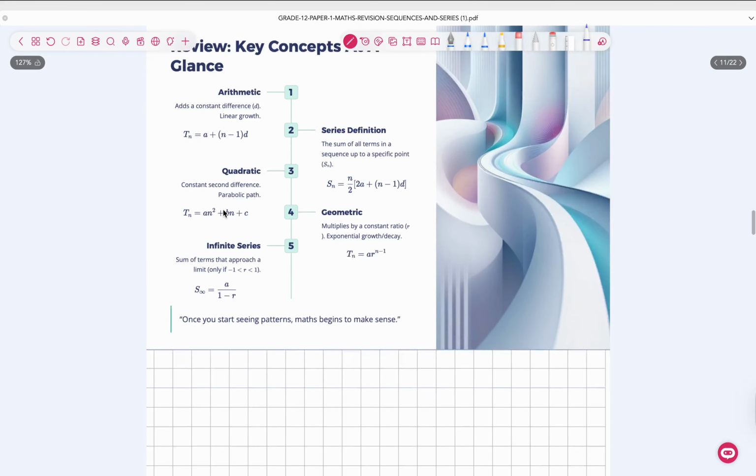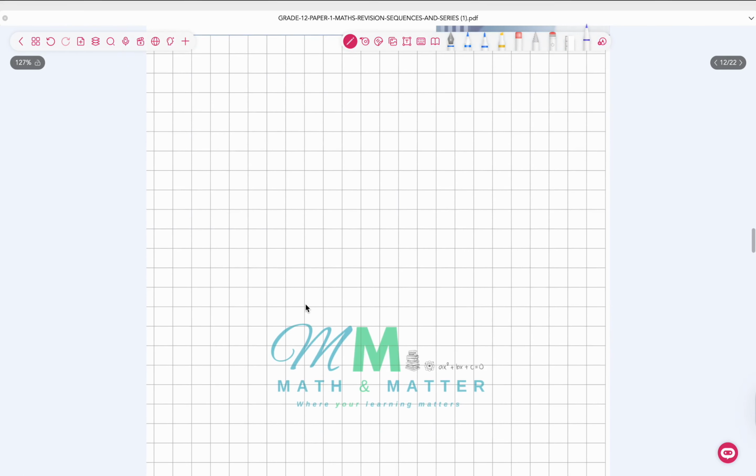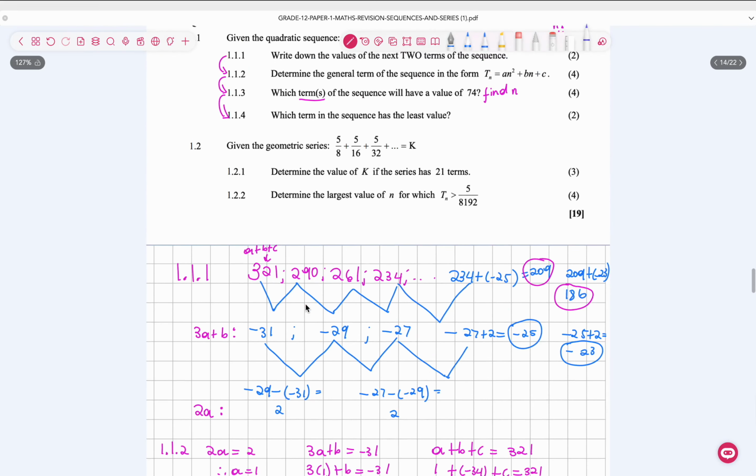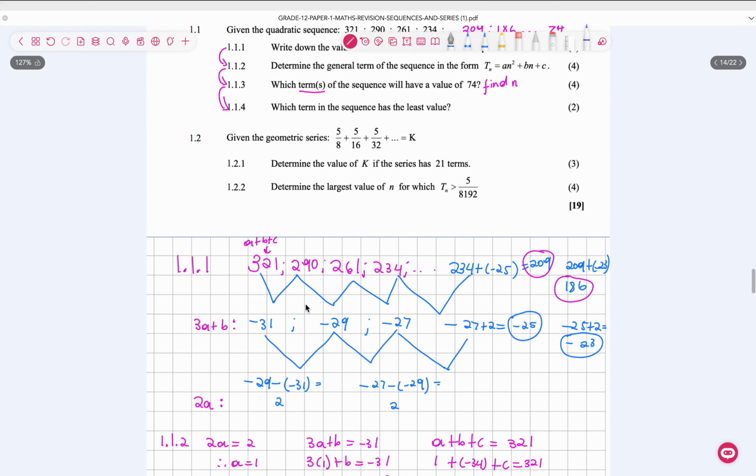Okay, let me just add a page. Oh no, I added at the wrong place. Okay, just need to add a page here.